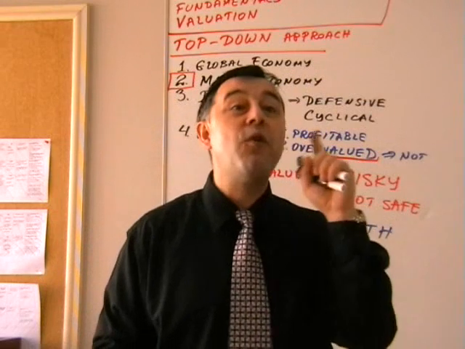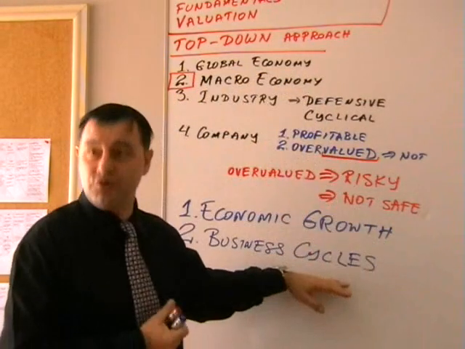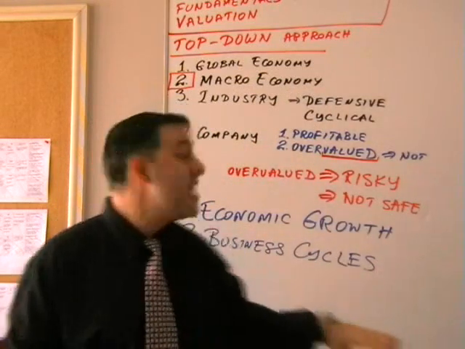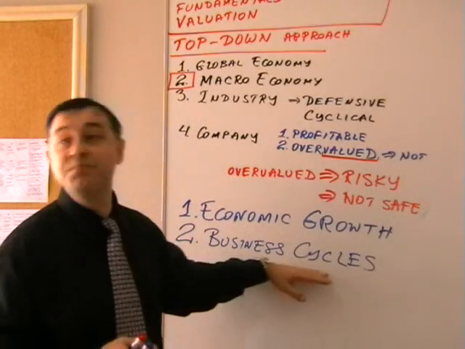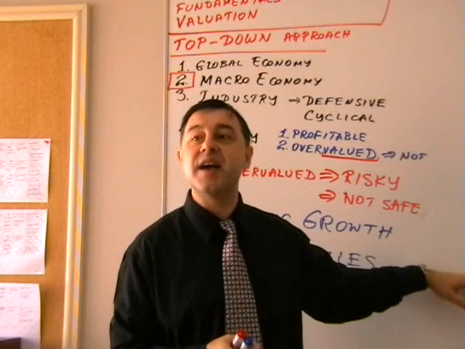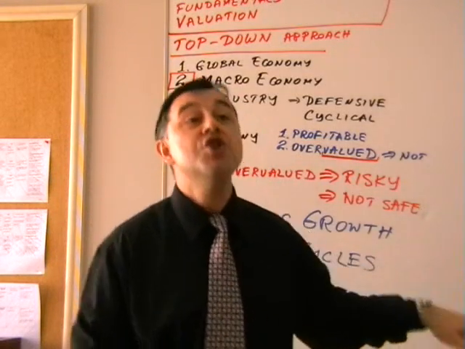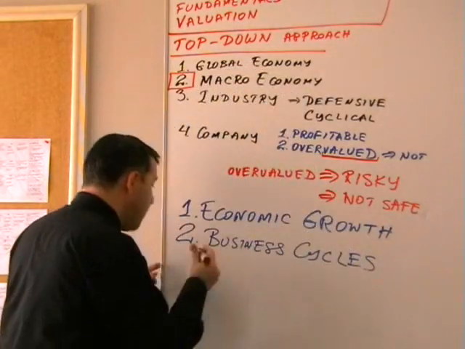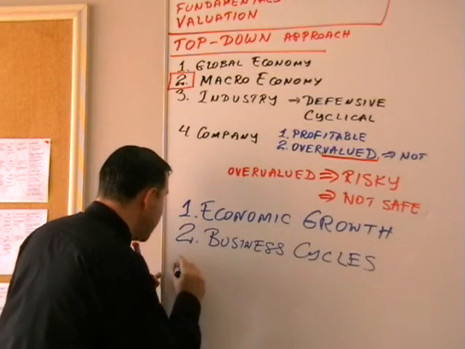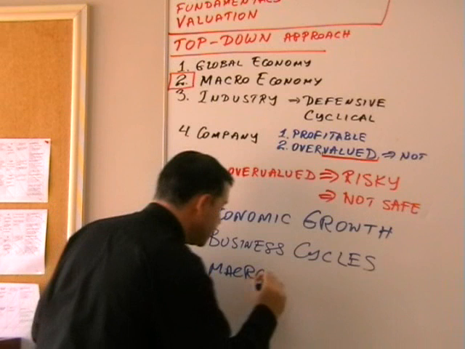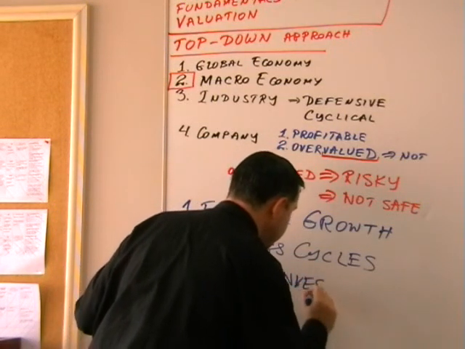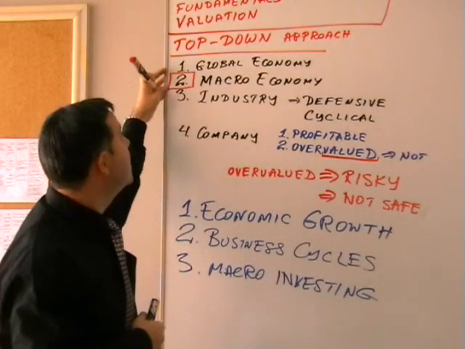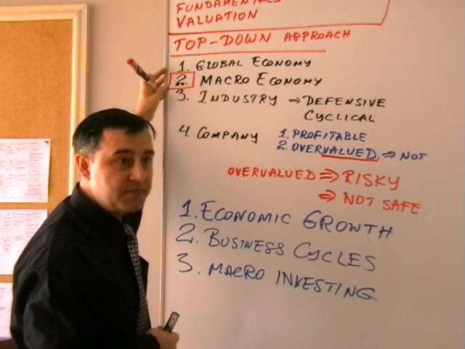So, trying to forecast a recovery and getting it wrong is a recipe for disaster. You have to be extremely sharp at business cycles, and you have to get the business cycle right. And if you can't get the business cycle right, you don't stand any chance in investing whatsoever. And then you have part three, which is the macro investing part. So these are the three key elements to get the macro investment part right.